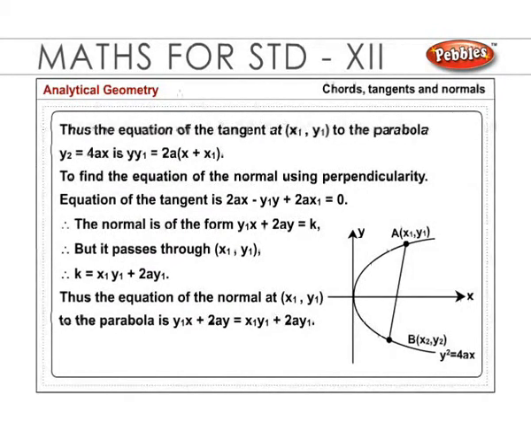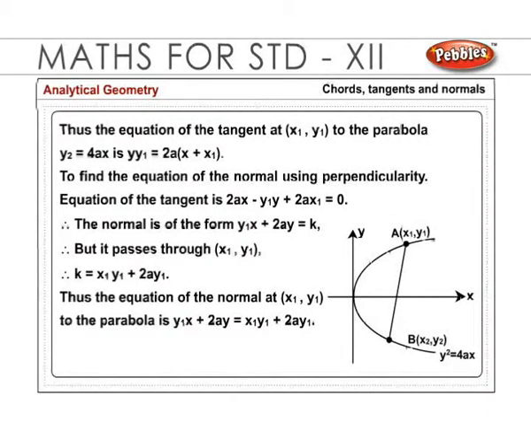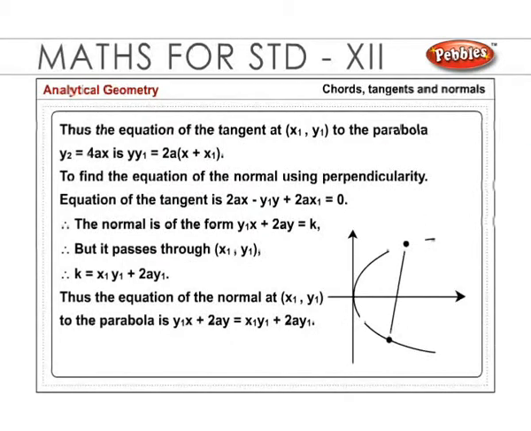To find the equation of the normal using perpendicularity, the equation of the tangent is 2ax minus y1y plus 2ax1 is equal to 0. Therefore, the normal is of the form y1x plus 2ay is equal to k, but it passes through x1, y1. Therefore, k is equal to x1y1 plus 2ay1. Thus, the equation of the normal at x1, y1 to the parabola is y1x plus 2ay is equal to x1y1 plus 2ay1.